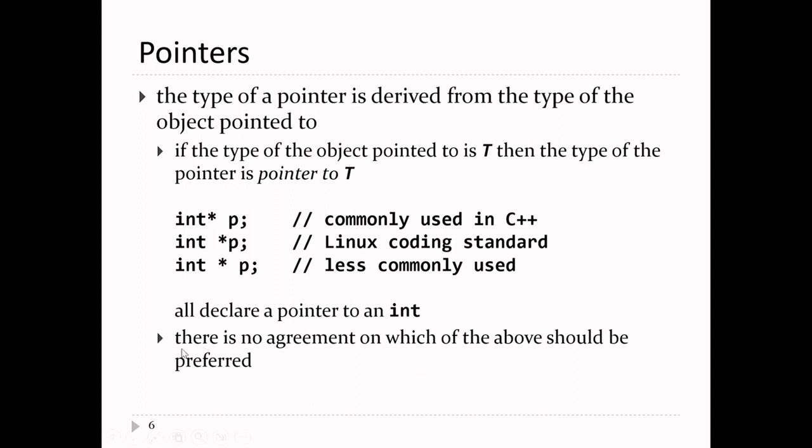But like I say down here, there's no agreement on which of the above you should use. So there is no preferred syntax. They all work. So again, one more time, p is a variable. Its type is a pointer to int.